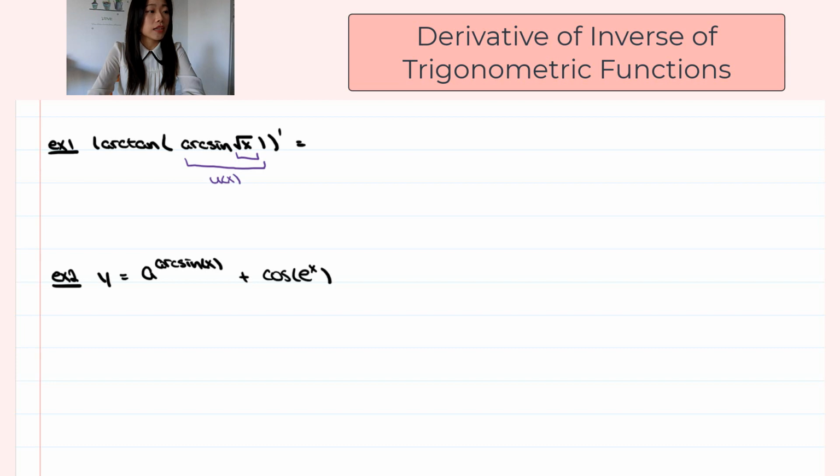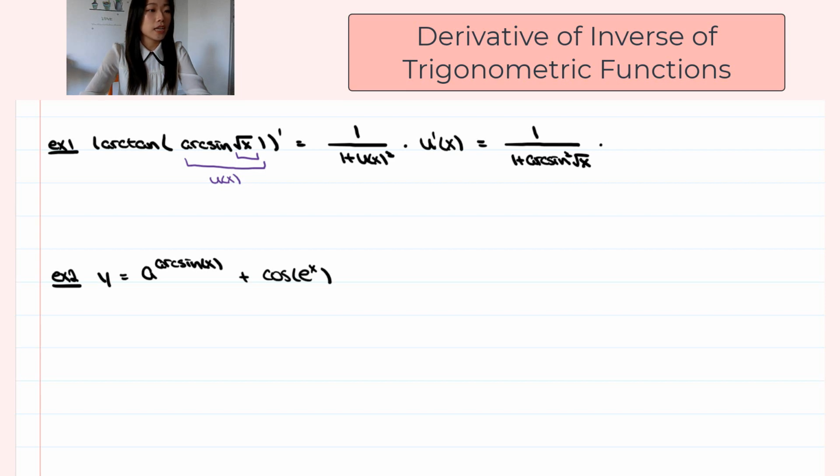So let's start with that, and let's call the inner function u of x. Then the derivative of the entire function would be derivative of arctan, which is 1 over 1 plus u of x squared. Then since u is a function of x, we multiply by derivative of u using the chain rule. And this equals, let's substitute the u back, we get 1 over 1 plus arcsine of square root of x squared. Then times derivative of u.